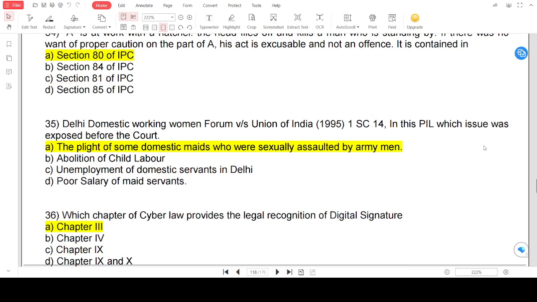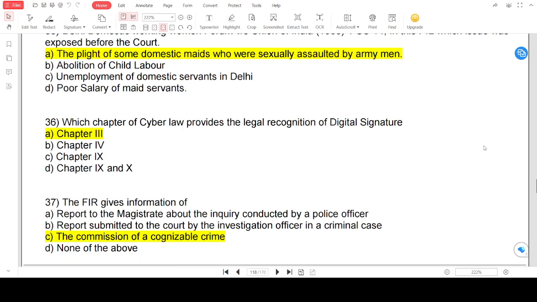Delhi Domestic Working Women's Forum versus Union of India, 1995 1 SCC 14. In this PIL, which issue is exposed before the court? The plight of some domestic maids who were sexually assaulted by army men.